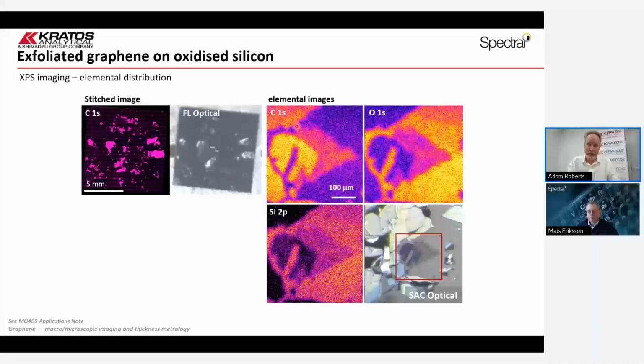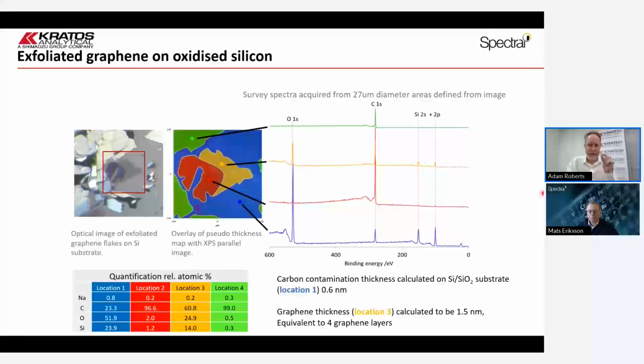That corresponds also to the signal from the carbon increasing in brightness. So I've got a really nice correlation between substrate and the graphene layer. We can then, as we did with the CRISP packet, go and measure from selected areas, and we can use the ratio of the silicon substrate to the carbon signal to give me an idea of the different graphene thicknesses.